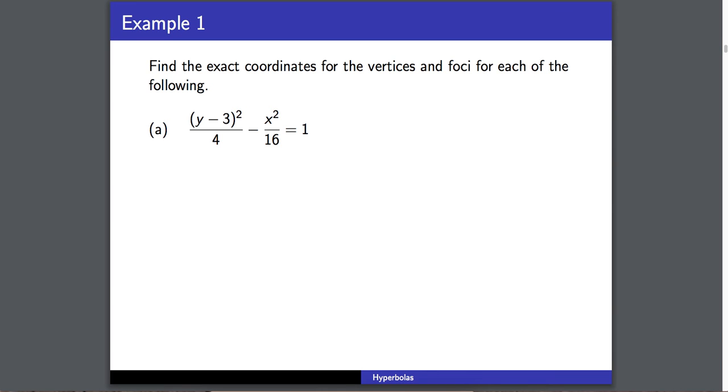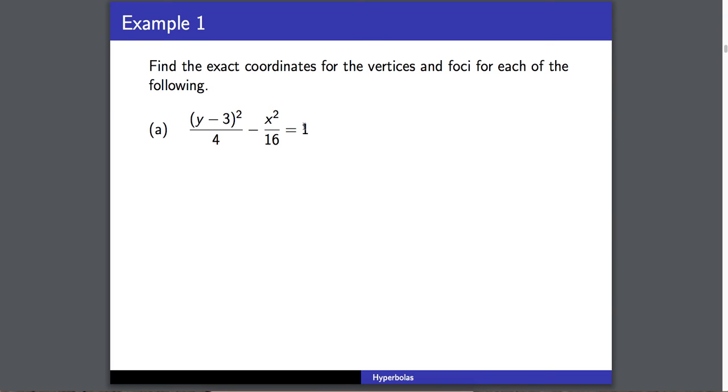In this video, we're going to look at some examples of finding some of the properties of hyperbolas. So example one, we're going to find the exact coordinates for the vertices and foci for each of the following. Example 1a, we have (y minus 3) squared over 4 minus x squared over 16 equals 1.